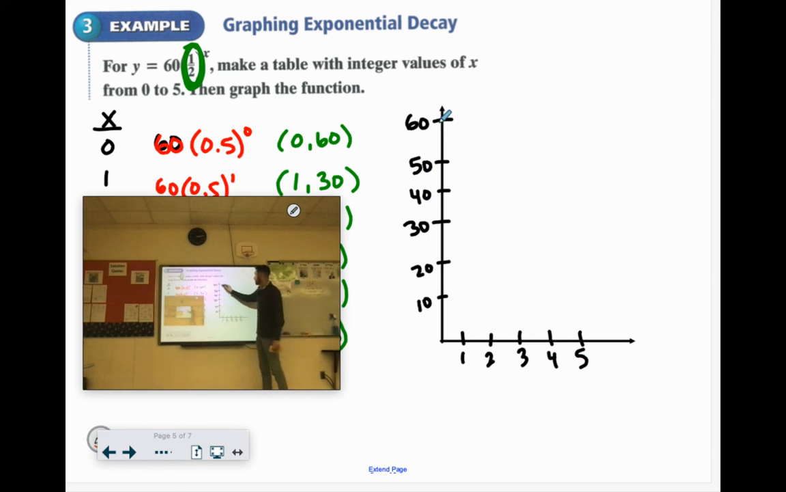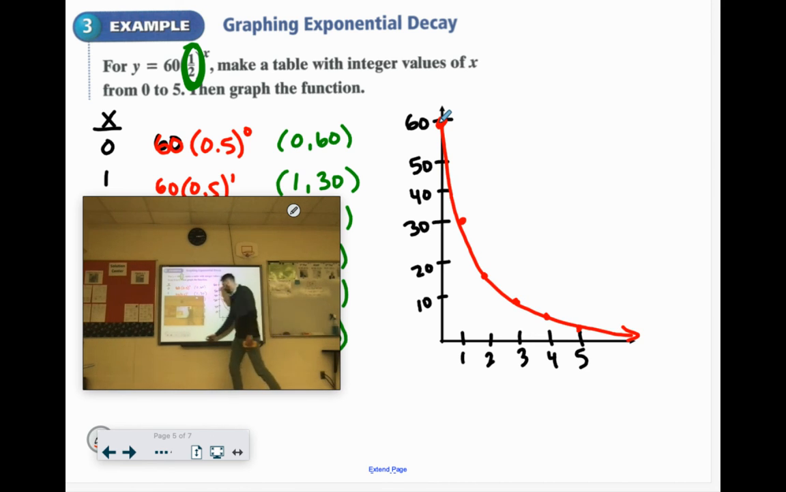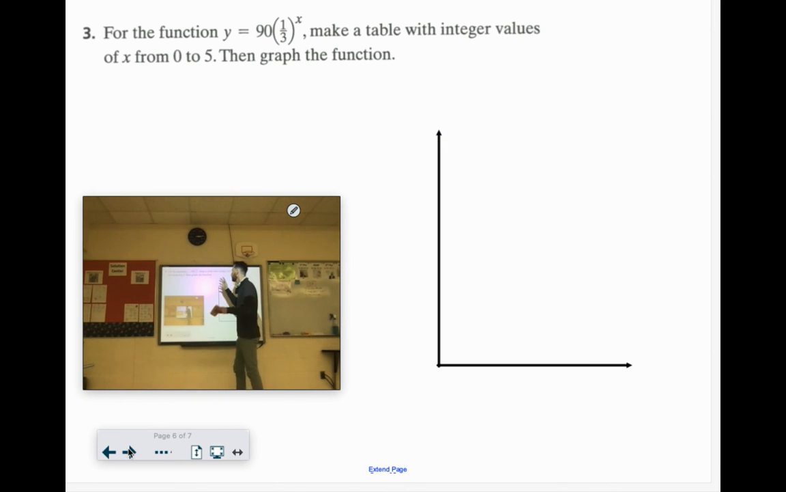Alright, 0, 60. 1, 30. 2 was 15. Then it was 7.5. And then it was like 3.75. And then it was like 1 point something. So this will swoop down into the right. Awesome. Now I have one more for you to try, and then we're done.